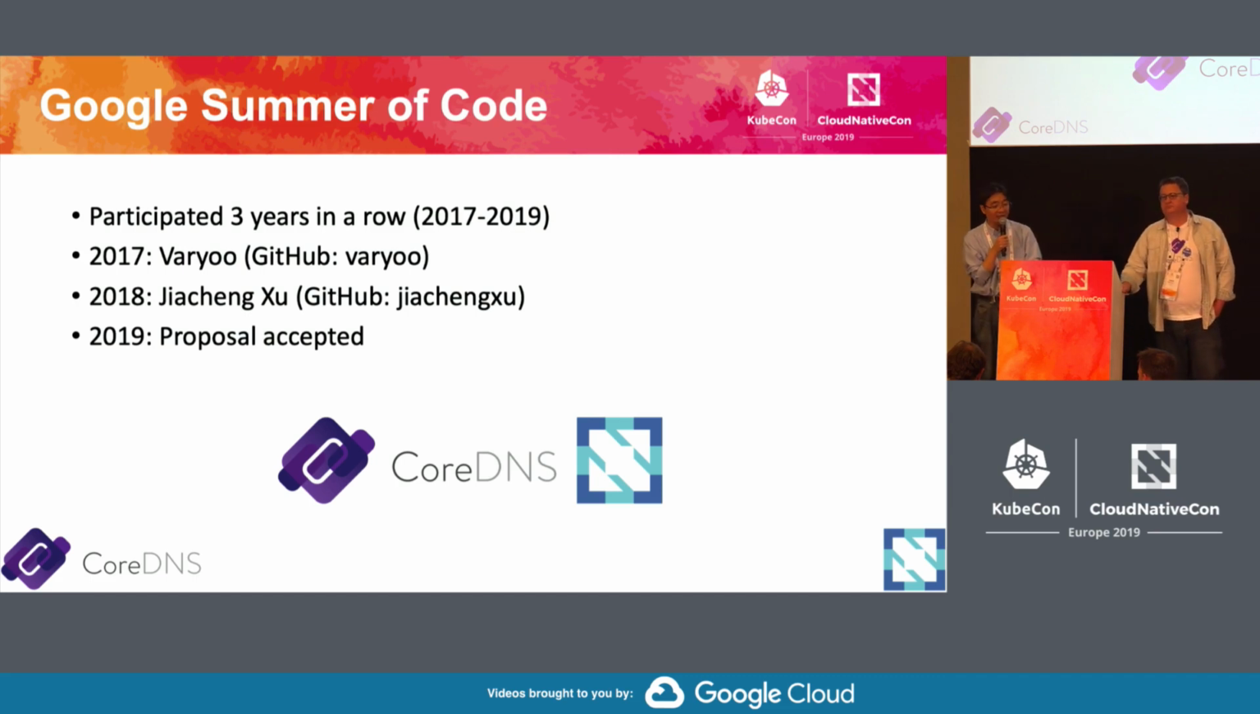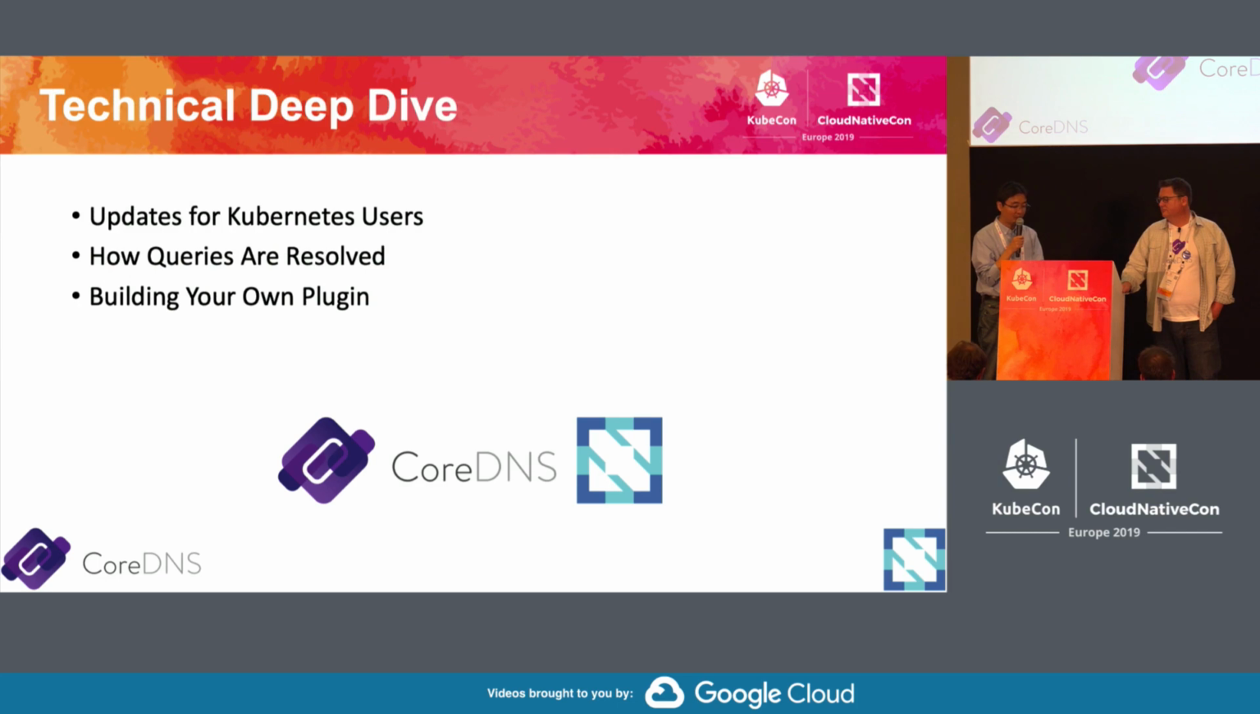One thing I want to mention is that, thanks to Google, we have participated in Google Summer of Code 3 years in a row. In 2017, Vayu contributed the DNS tap. In 2018, Jiacheng contributed the integration of CoreDNS with etcd, and this year we also have a proposal accepted. So that's a big achievement. Hopefully we can continue the trend moving forward.